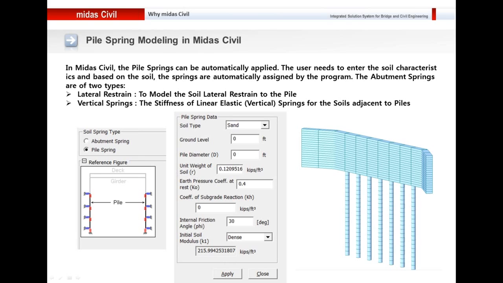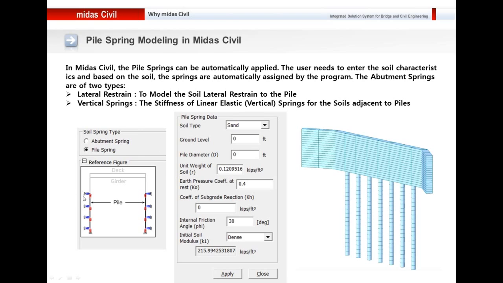So you can just ask them, what is the unit weight of soil, what is the earth pressure coefficient at rest, the coefficient of subgrade reaction, internal friction angle, and initial soil modulus, and once they supply you these items, you can use Midas Civil to automatically generate the springs for the piles. And as I said earlier, it will apply a lateral restraint.